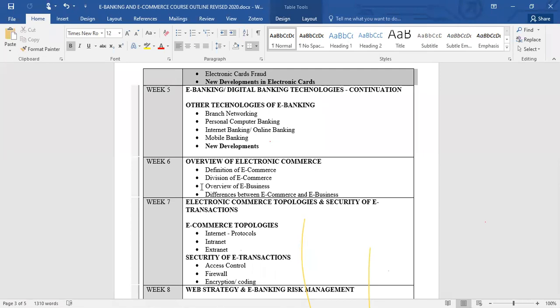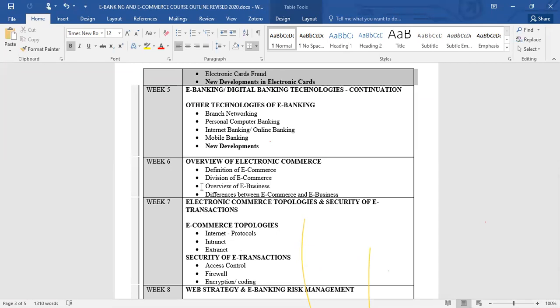Do not come and tell me, "Madam, this one you didn't teach us." When you see topologies, we are referring to the same technologies. So we will use week 7 to look at electronic commerce topologies and security of electronic transactions.